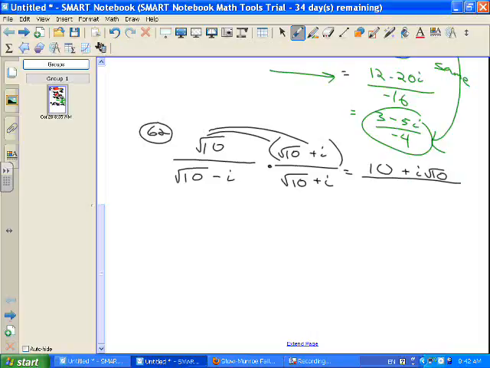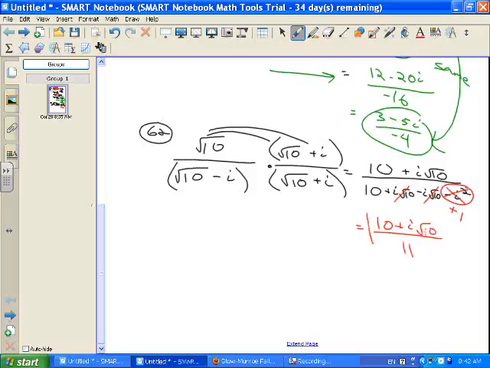Okay, and then down in the bottom, I have to actually FOIL this one. So square root of 10 times square root of 10, that's 10. Square root of 10 times i. Then negative i times square root of 10. And then negative i times i, negative i squared. Now the next thing is, these cancel, and I still have an i in the denominator, but it's a negative i squared, which is really plus 1. So that's out. So now I've got 10 plus 1 rather, 10 over. There you go.